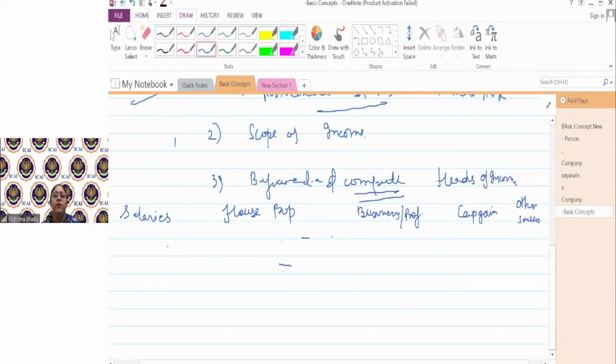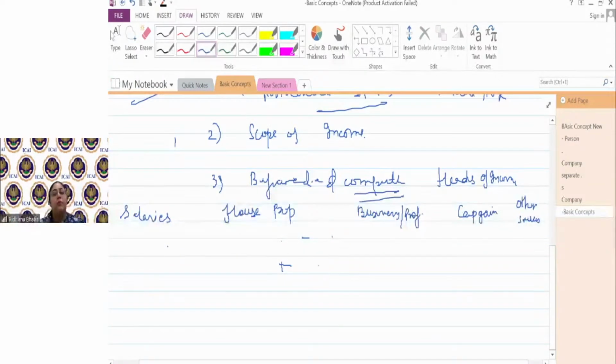Along with that, you will hear this phrase a lot: including income of other person for which the assessee is assessable or liable. Meaning, any other person's income also, which is part of my income, that is called other person's income.